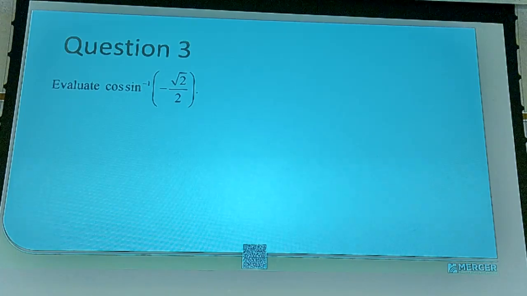And sine of what angle is √2/2? Now you go and look at your unit circle, unless you have it memorized.